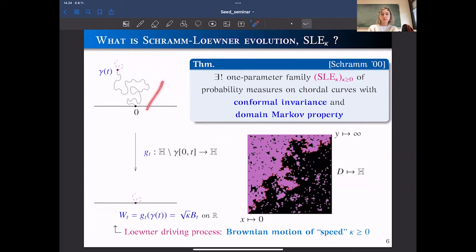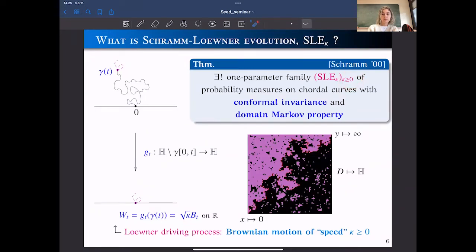In that case, like in the picture here, up to this tip, the curve makes a kind of slit in the upper half plane. What I can do is remove that slit and map the rest, which is still a simply connected domain, back to the upper half plane by some conformal map, which I call g_t. So it depends on the time. And I can follow where the tip is going to be mapped. It's going to be mapped somewhere on the real line in some position, which is random. And it's given by Brownian motion times some speed. And the speed is given by this parameter kappa. So that's how you see the parameter there.